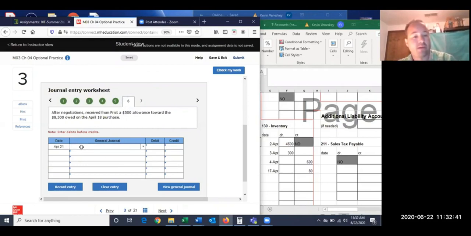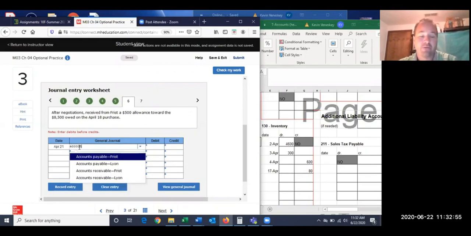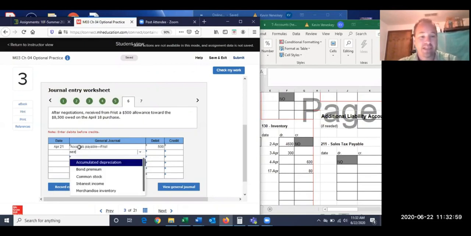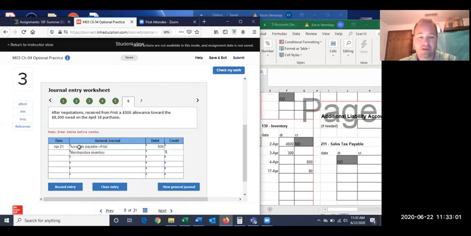Okay, great. So my inventory actually went down by that amount. It was originally $8,500, but now it's really only worth $8,000 because they're taking a little bit of money off of my bill, $500. So therefore I take a little bit off my inventory costs, $500. So my inventory only cost $8,000 net.